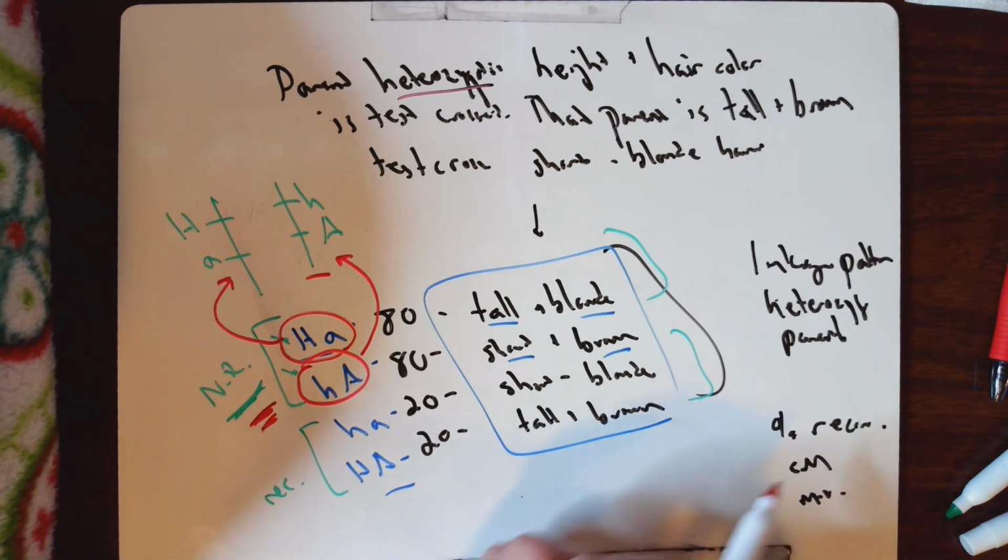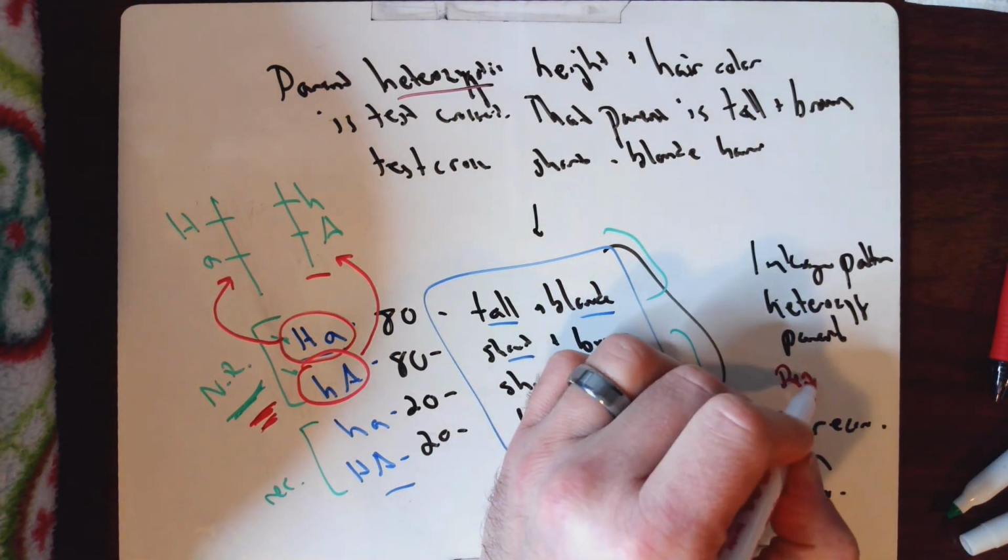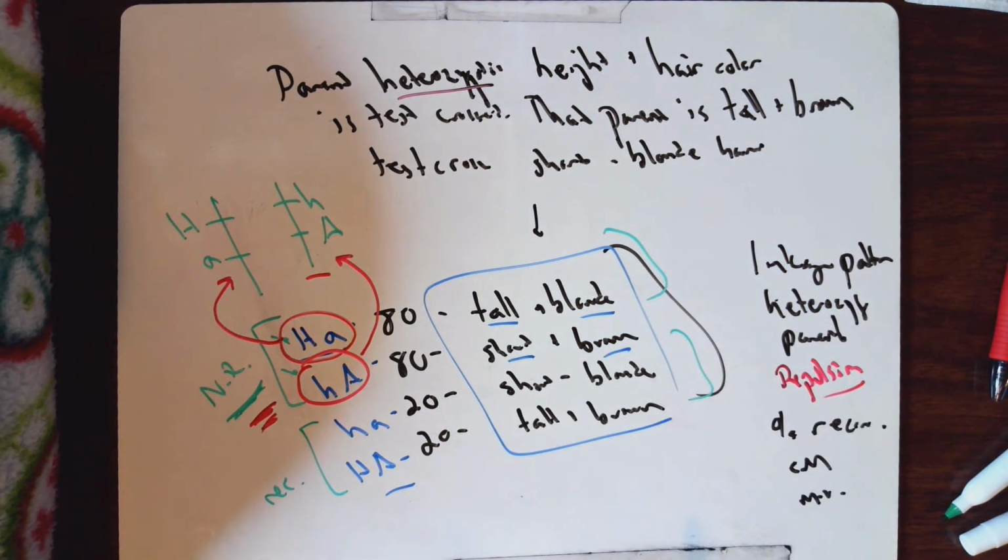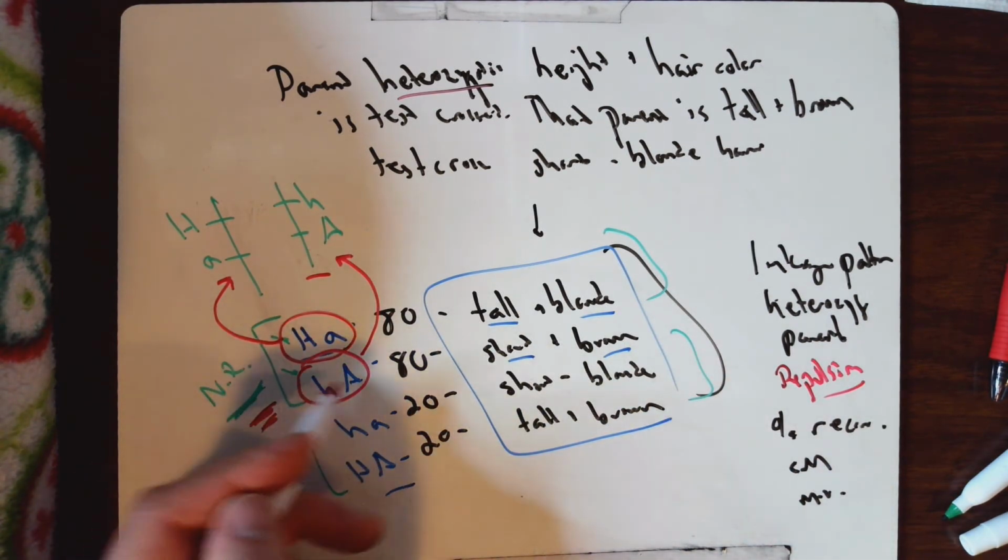So right away we see that the linkage pattern is repulsion. These alleles are in repulsion. Because by looking at the non-recombinant offspring, we see the non-recombinant linkage pattern: a dominant with a recessive or recessive with a dominant.